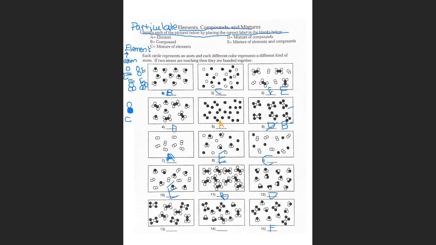You kind of have to look closely, right? But this is a compound, this is a compound, and they're different. Two black circles, one white circle, two white circles, one black circle. So you got a mixture of compounds, right? I think 15, you see, this is a compound, right? 15 is kind of like 12. This is a compound, and this is a compound too, but they're different compounds.